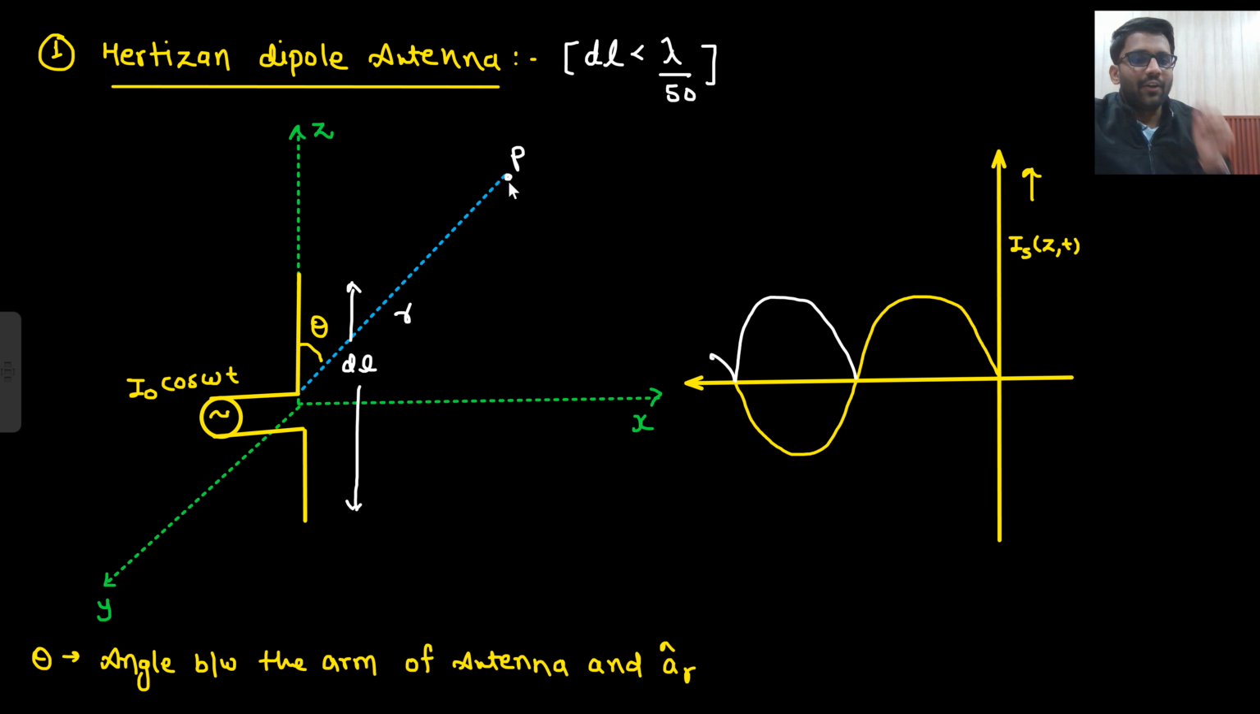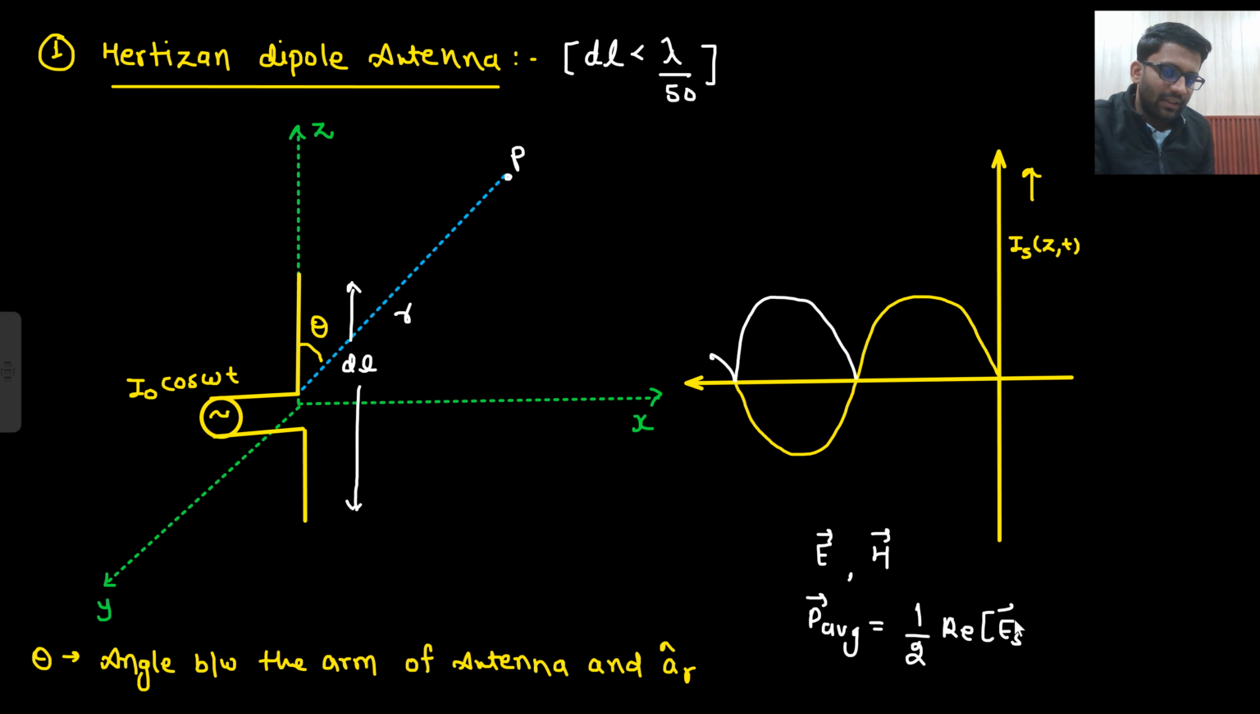At point P, we need to find the expression of E field, and the expression of H field. Once we have E and H, can I find the P average? Yes, because what is P average? One by two real of E_s cross H_s conjugate, right?